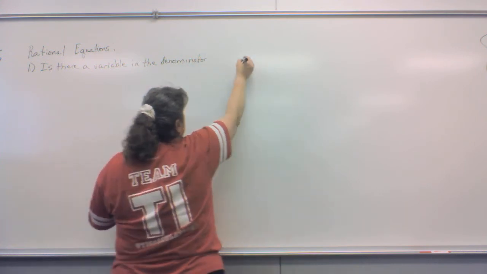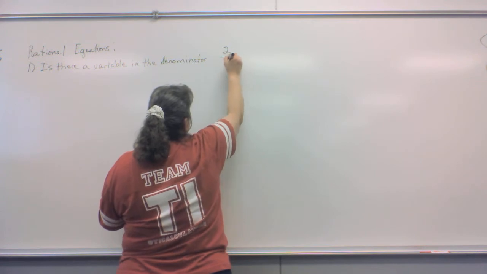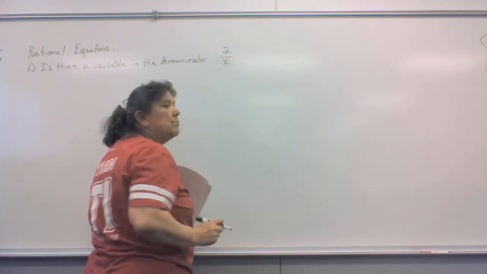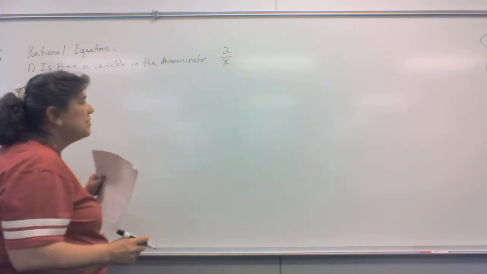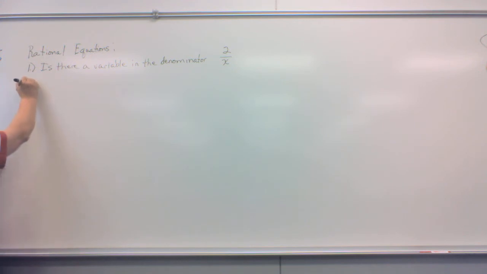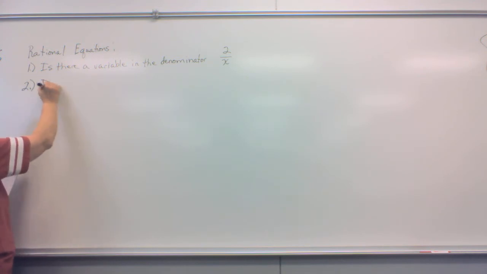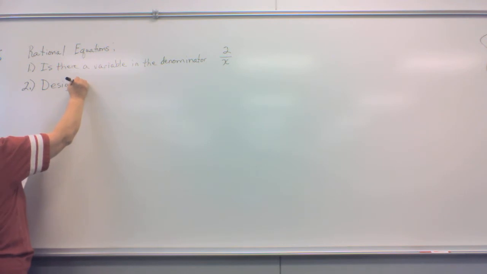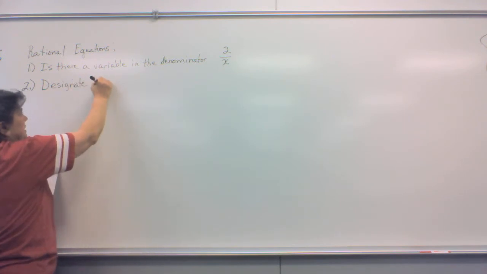In other words, do I have something like 2 over x? That's a variable in the denominator. If there is, then you have restricted values, and another name for that is domain. I tell you the word domain because they're going to use that in your homework. So therefore, if there is, like in this case, we have to designate the restricted values.